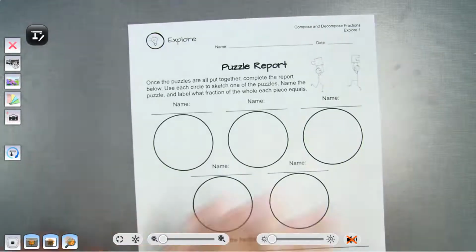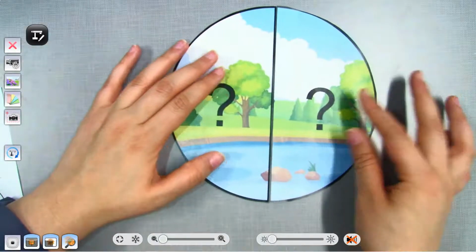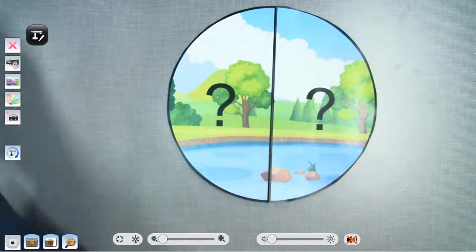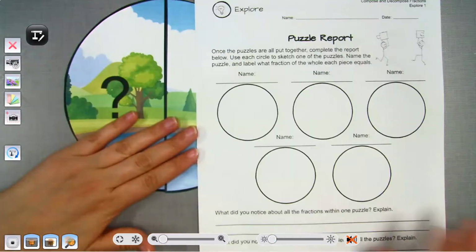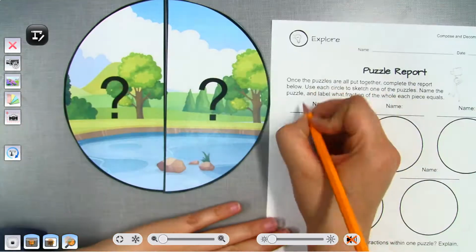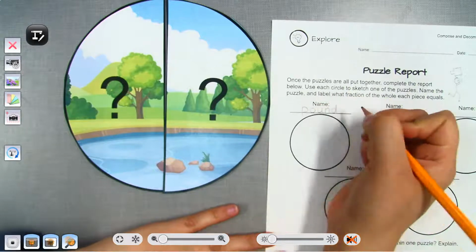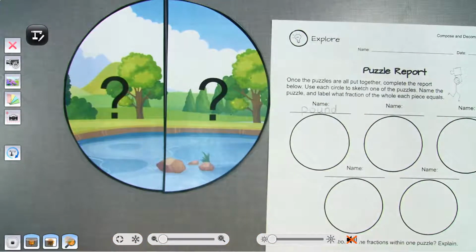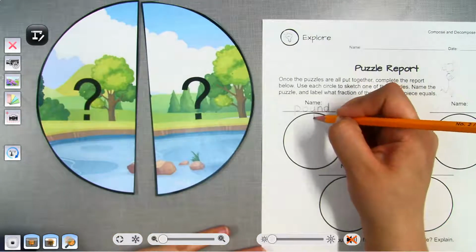My first puzzle piece looks like this. So 1, 2, I have 2 pieces, and when I put it together, what do you think it makes? It kind of looks like it makes a pond. So on our first circle, we're going to put the name, pond, P-O-N-D. And we're going to sketch this picture. We know that this puzzle had 2 pieces, so we're going to divide this circle into 2.